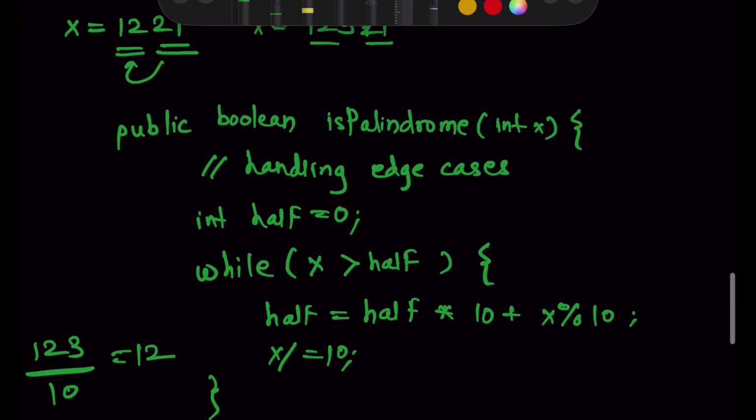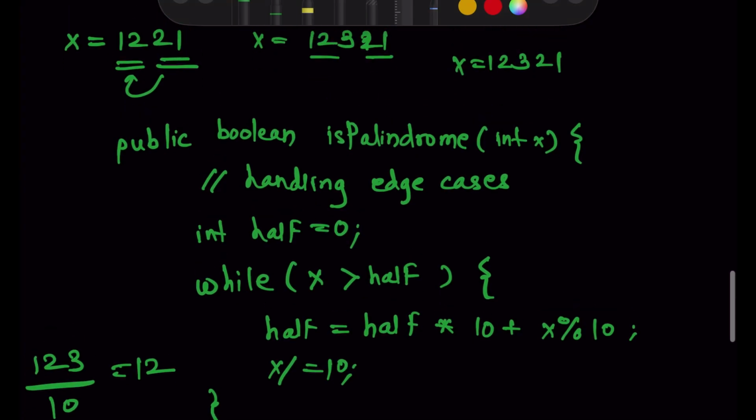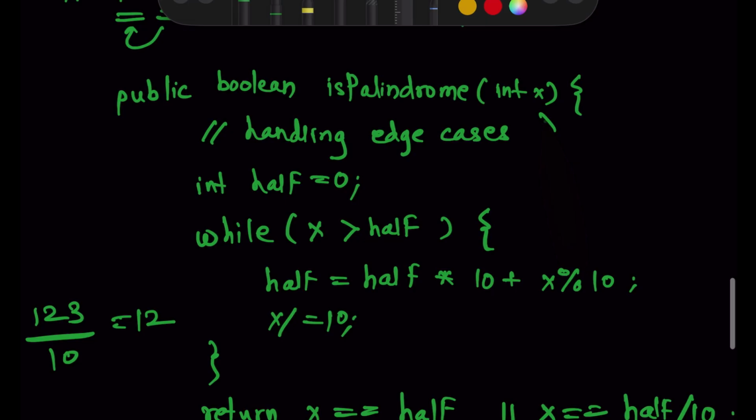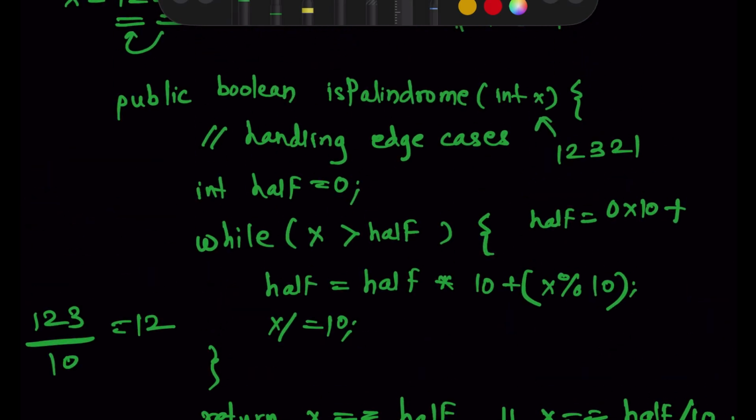Let's quickly dry run on this one using x equal to 12321. Initially, my half is 0 and my x is 12321. My x, 12321, is greater than 0, so what will my half become? My half will become 0 into 10 plus x mod 10. X mod 10 will give you the remainder, so when you do mod 10, it will just give you the last digit of that number. So my half becomes 1.